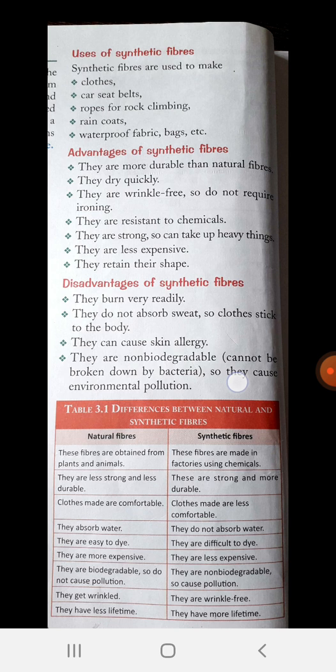But what are the disadvantages of synthetic fibers? They burn very readily. They do not absorb sweat, so clothes stick to the body. They can cause skin allergy and they are non biodegradable. That means they cannot be broken down by bacteria. That is why they also cause environmental pollution. So, these are the benefits and demerits of synthetic fibers that are manufactured in factories by human beings and do not occur naturally in nature.